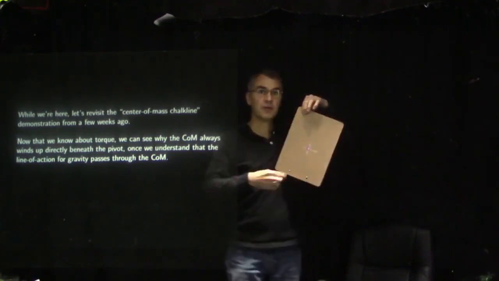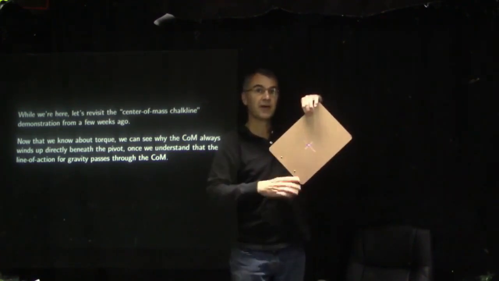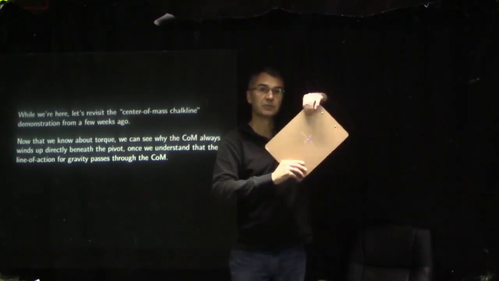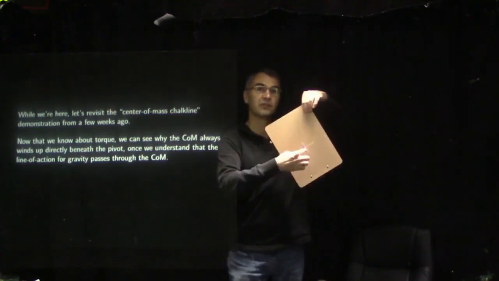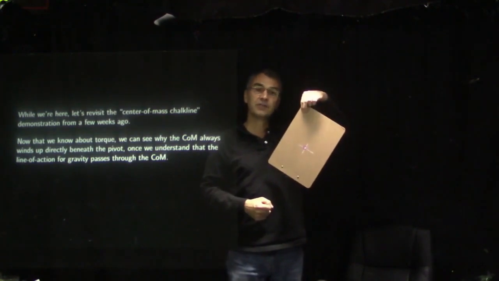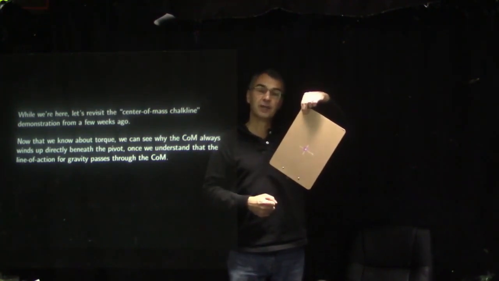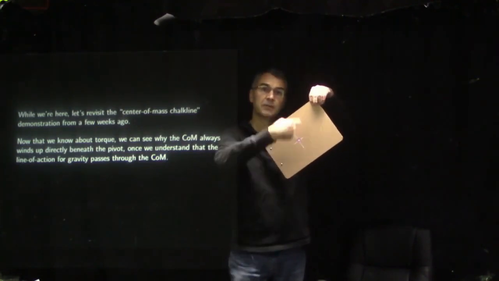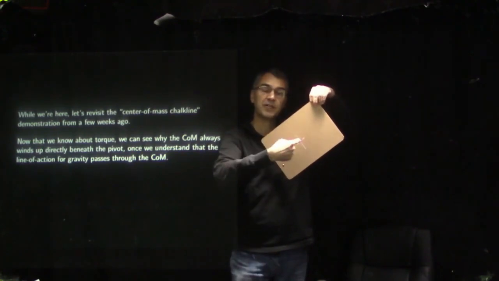So it seems as if no matter where I decide to grab this clipboard, the center of mass appears directly below the pivot point, as long as I pinch gently with my fingers so that the clipboard is able to rotate to orient itself so that the center of mass goes directly below. So now that we know about torque, now we know that the line of action of gravity acting on an object passes through that object's center of mass. If I create a pivot with my fingers, then the lever arm between the line of action of gravity and the pivot creates a non-zero torque.